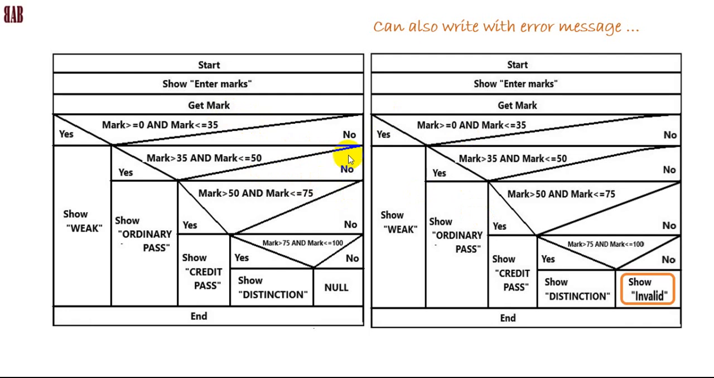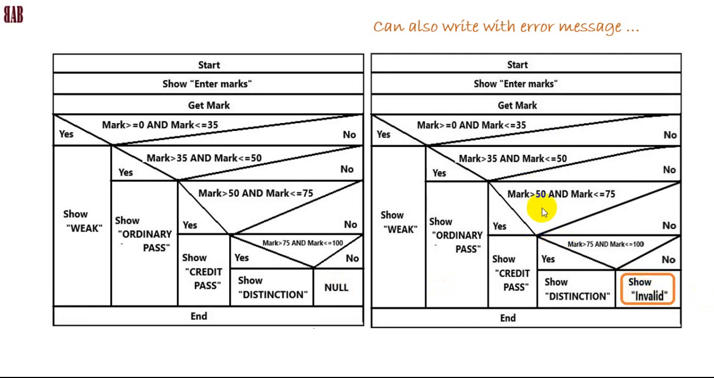Other than that, everything else is the same. If you match it, you get mark greater than or equal to 0 and mark less than or equal to 35, same thing. Mark greater than 35, less than or equal to 50, exact identical thing. The only difference is this one. Here I have put null, meaning don't do anything, whereas here I have displayed a message.